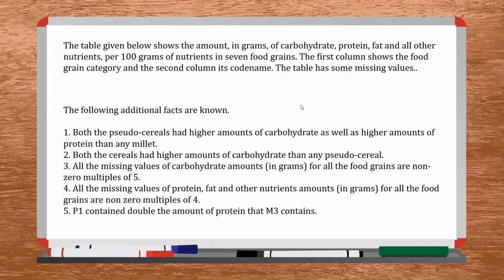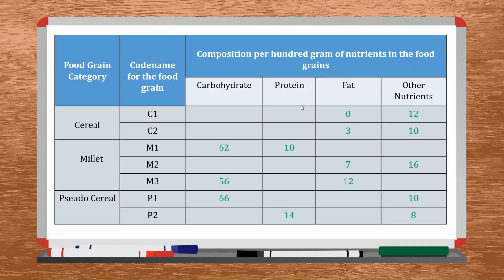To begin with, since we don't have a lot of values, we cannot compare the carbohydrate content in cereals versus the millets. So first we'll be concentrating on points 3 and 4, which is the multiples part. We know all the missing values of carbohydrates are non-zero multiples of 5. Similarly, all the other values, including protein, fat, and other nutrients, are non-zero multiples of 4.